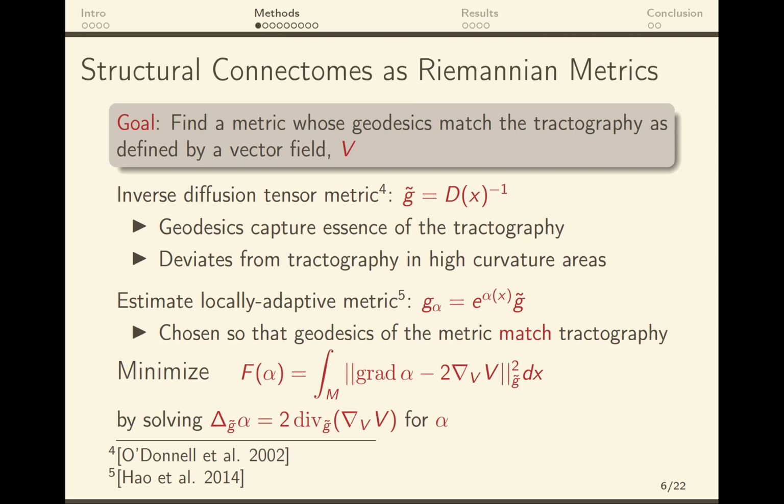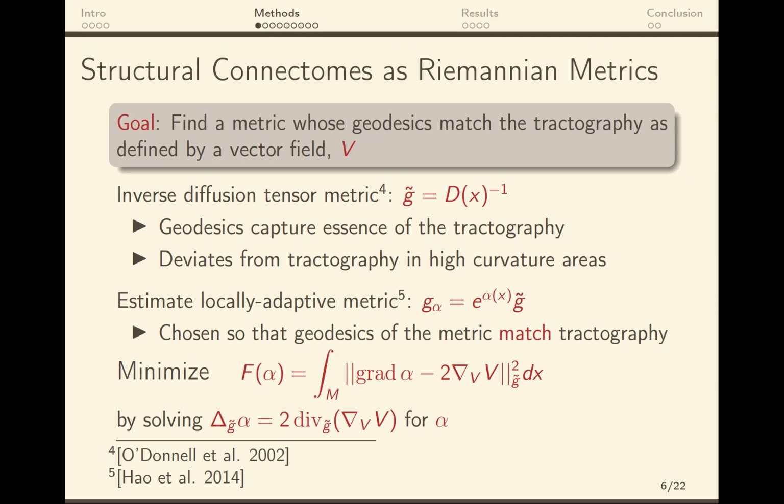Metrics that have been used before include the inverse diffusion tensor metric. The geodesics of this metric capture the essence of the tractography, but do tend to deviate from that tractography in high curvature areas. So instead, we want to build on the work from Hao et al. to estimate a locally adaptive metric, G alpha, that has a local conformal factor to the inverse diffusion tensor metric.